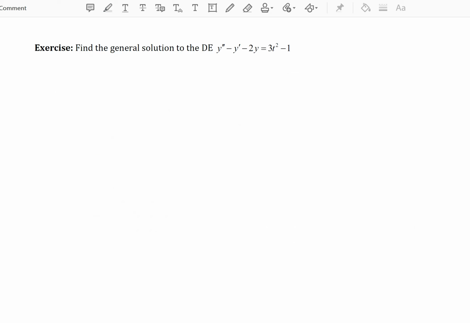So if you could please turn to page 29 of your guided lecture notes, I would like to look at the example of this general solution to this DE: y double prime minus y prime minus 2y equals 3t squared minus 1. This is the example I'd like to look at today.